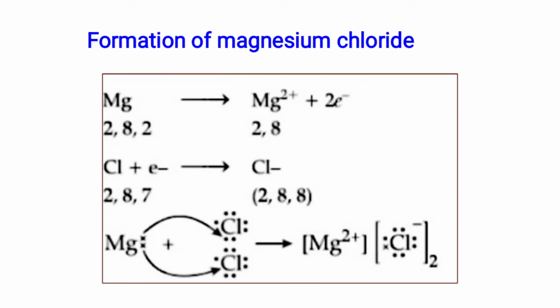Then formation of magnesium chloride. The atomic number of magnesium is 12 and its electronic configuration is 2,8,2. It has two valence electrons and it loses two electrons to form Mg2+ ion. The atomic number of chlorine is 17 and its electronic configuration is 2,8,7. As in the previous case, it has 7 valence electrons and it gains 1 electron to form Cl- ion. Then the attraction between Mg2+ ion and two chloride ions results in the formation of magnesium chloride, that is MgCl2.